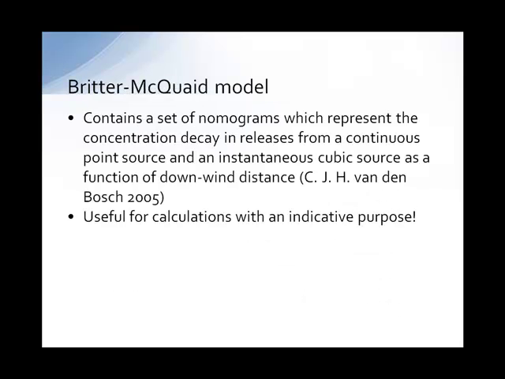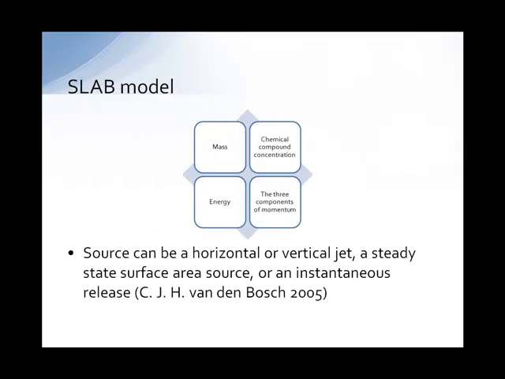The Britter-McQuaid model contains a set of nomograms which represent the concentration decay in releases from a continuous point source and an instantaneous cubic source as a function of downwind distance, and is very useful for calculations with an indicative purpose. The slab model describes the concentration in a cloud or plume by solving a one-dimensional set of conservation equations for mass, chemical compound concentration, energy, and the three components of momentum. Source can be a horizontal or vertical jet or an instantaneous release.